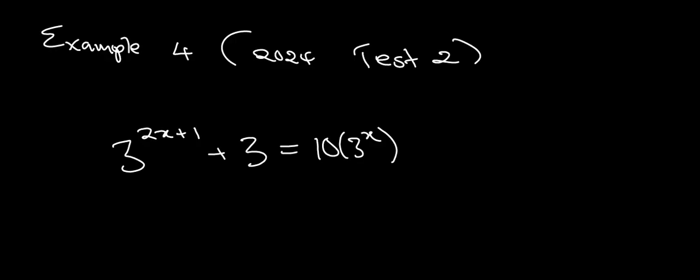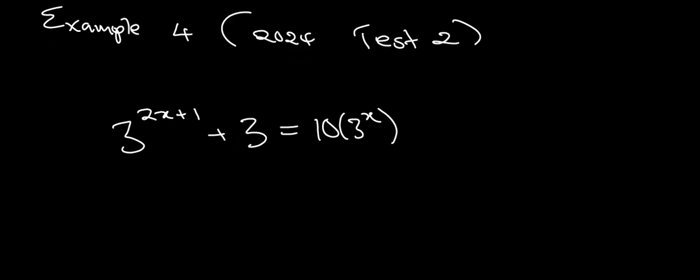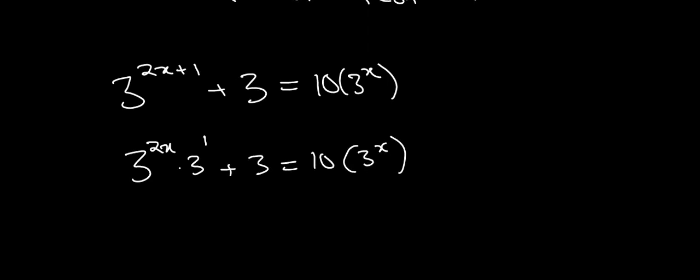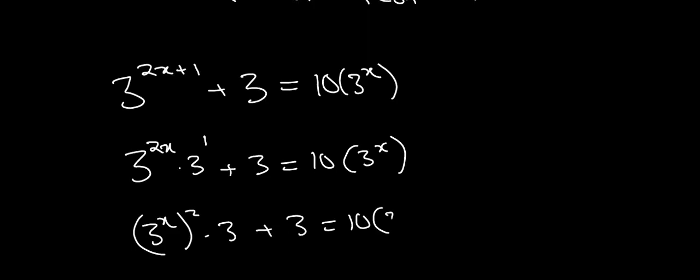So first of all, break down what you have here, so we can just break it down. This is just the same as 3 to the power 2x, multiplying 3 to the power 1, plus 3 is equal to 10 times 3 to the power x. Then from here, we're looking for 3 to the power x. So here we're going to have 3 to the power 2x, there's a 2 there, then there's a 3 plus a 3 is equal to 10, then 3 to the power x.